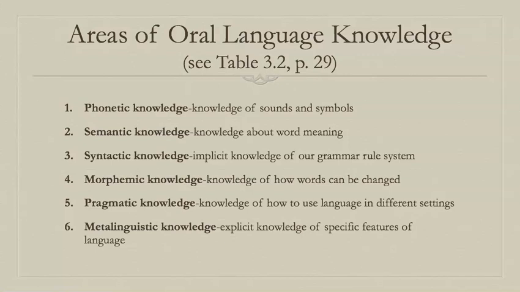So that's the third one. The fourth area of knowledge in terms of oral language is morphemic knowledge. And morphemic knowledge is the knowledge of how words can be changed, and the knowledge of word structure, how words are actually structured.